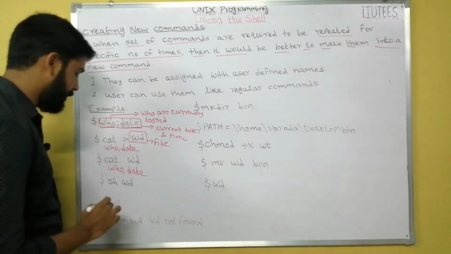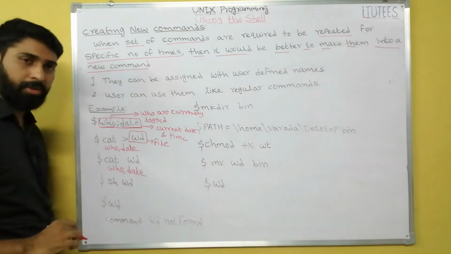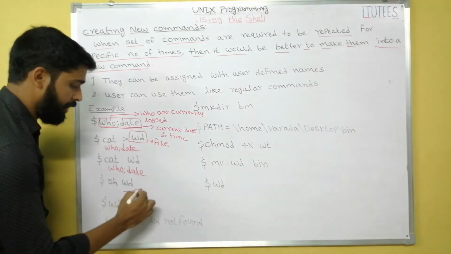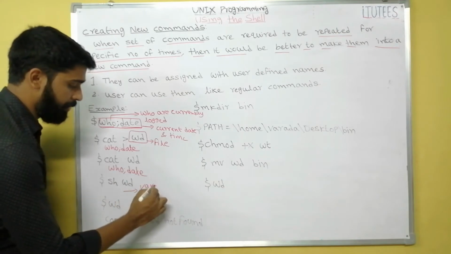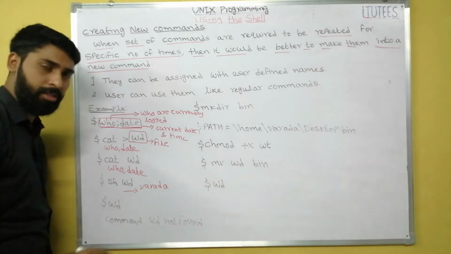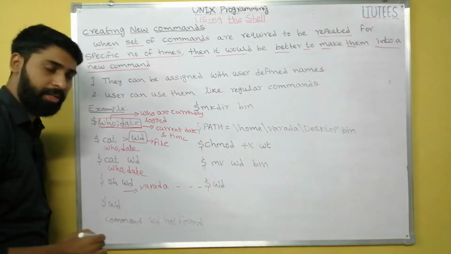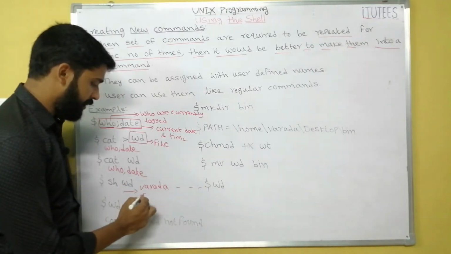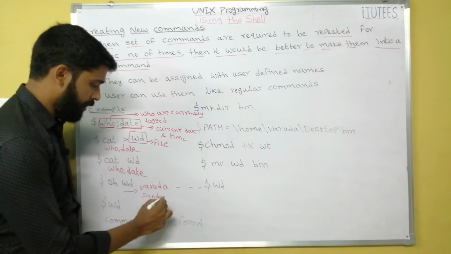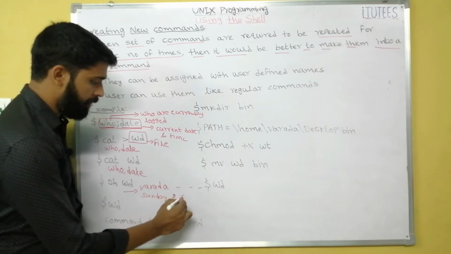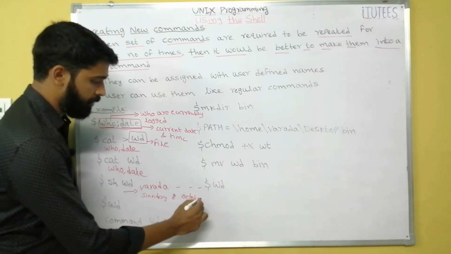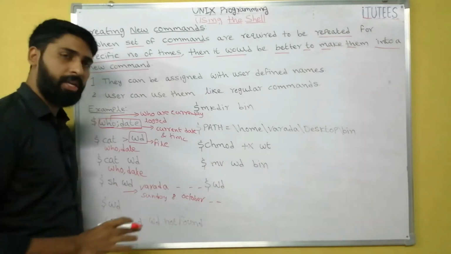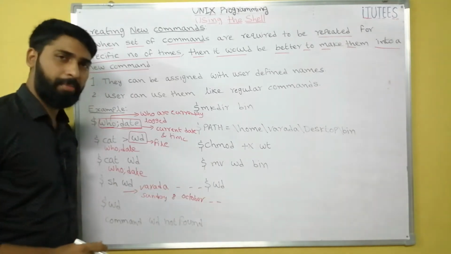Now if I execute sh wd, then it displays who is currently logged in. For example, in my system I am currently logged in, Varada, and the remaining details, and date displays the current date, for example Sunday, the date and month, like this. So we can see the exact output when we execute these commands.